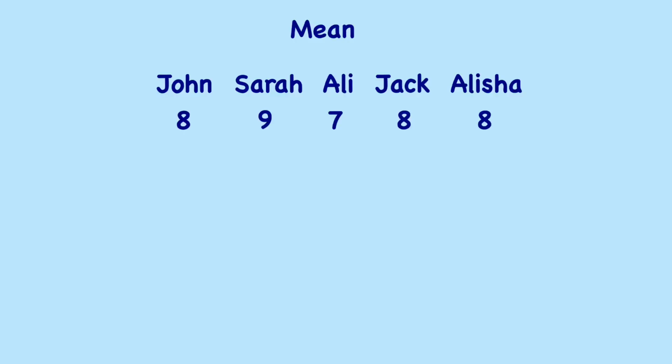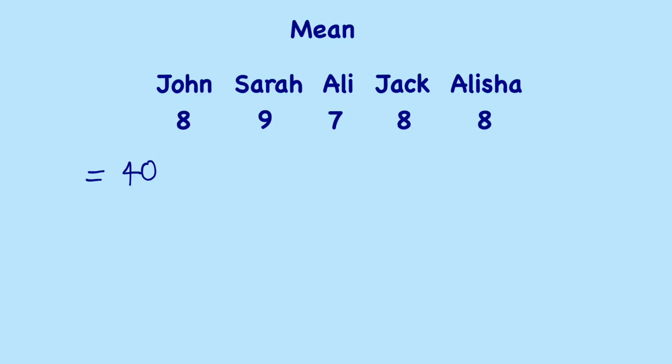Let's look at the number of counters that some children have. So we can see here that John's got 8, Sarah has 9, Ali has 7, Jack has 8 and Alicia has 8. Now, how many counters are there together? So all we need to do is add 8 plus 9 plus 7 plus 8 plus 8, and we can see that the total is 40. So there are 40 counters altogether.